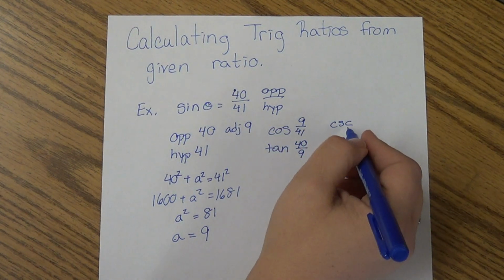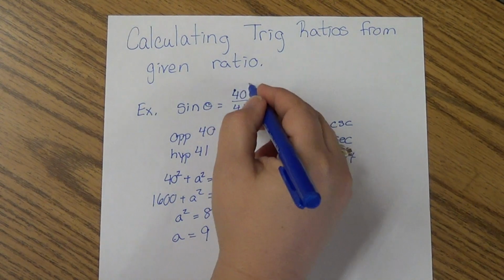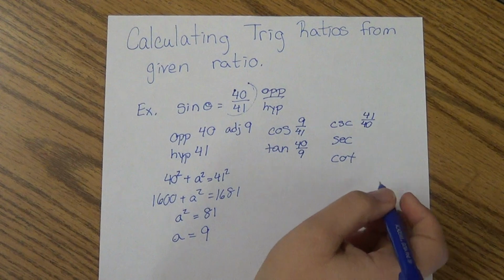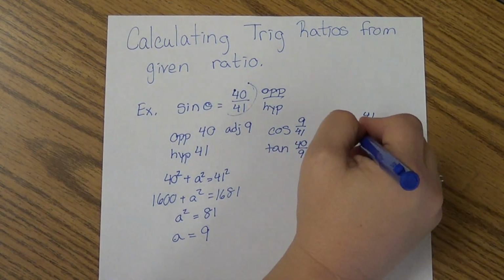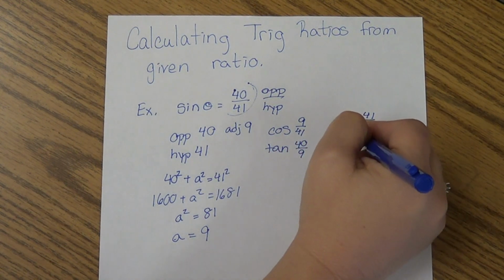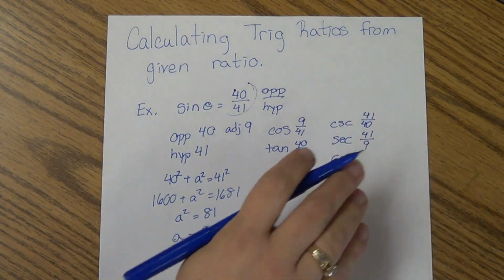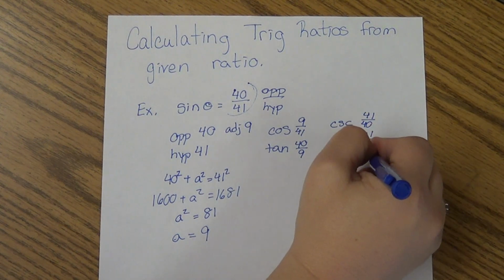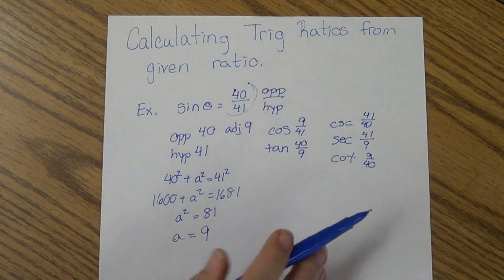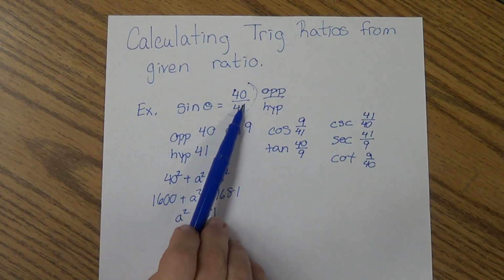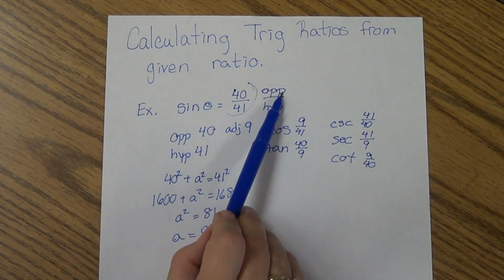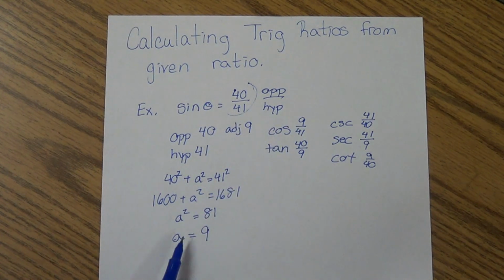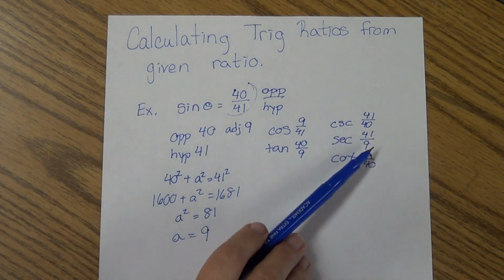Cosecant is the reciprocal of sine. So we just take the reciprocal of this, 41 over 40. Secant is the reciprocal of cosine, 41 over 9. Cotangent is the reciprocal of tangent, 9 over 40. So that's all there is to it. So basically, we started off with one ratio, found out what that is by definition, opposite over hypotenuse, used the Pythagorean theorem to find the third side, and then just plug those in.